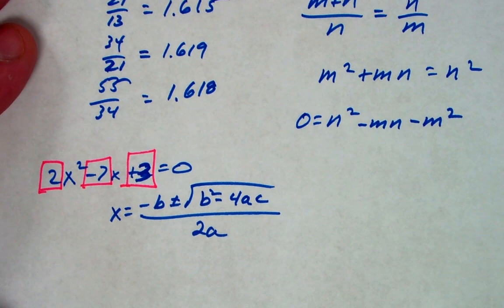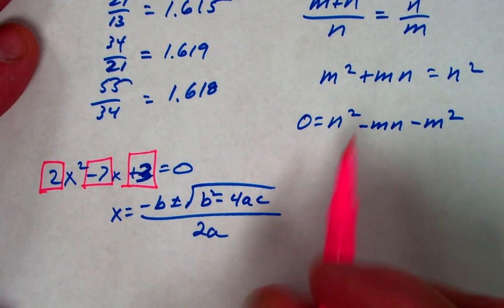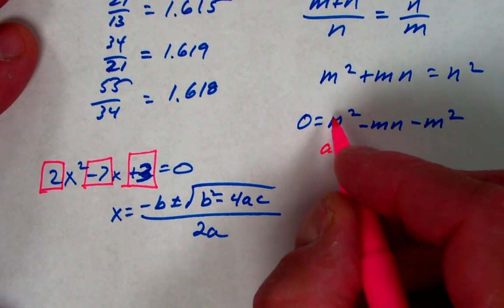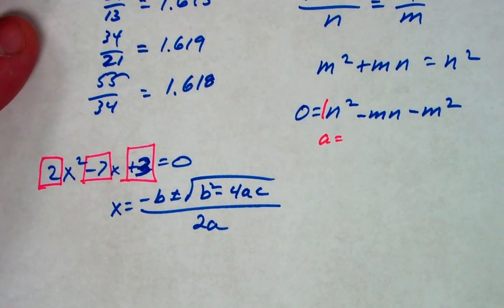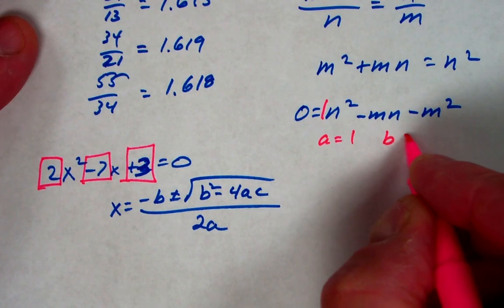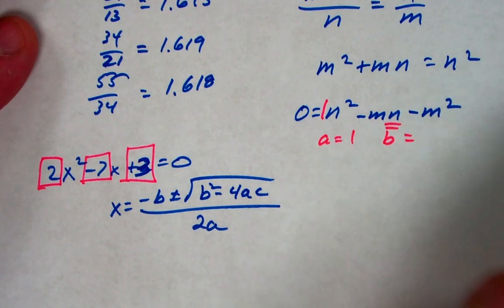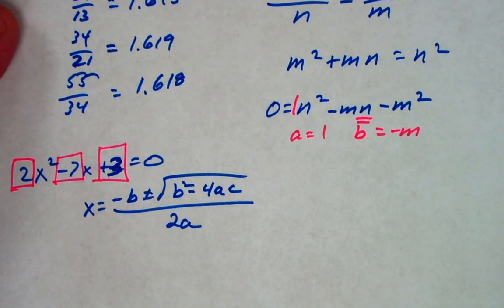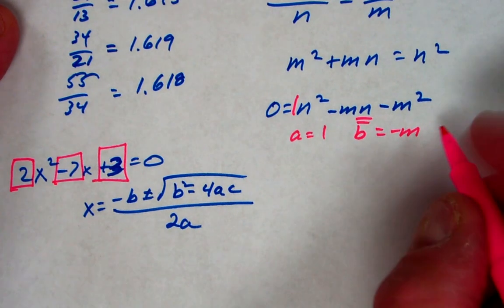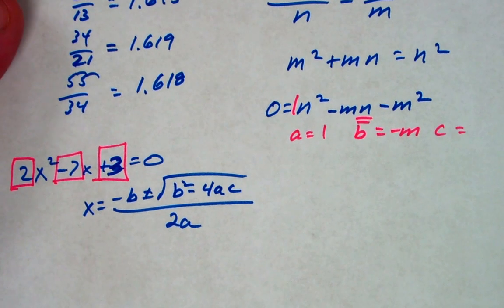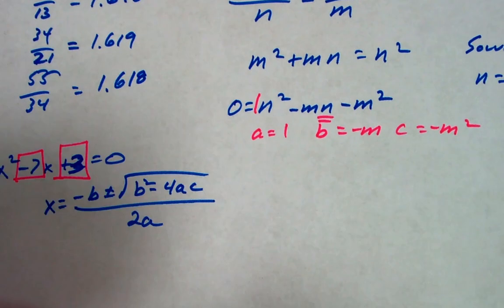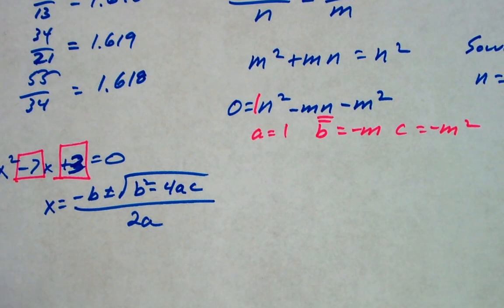Okay? So let's go over here. I want to do n. So what's my a? 1. I totally agree. What's my b? Negative m. Perfect. Okay? What is my c? Negative m squared. Okay? So now we're going to use the quadratic formula with those values of a, b, and c.